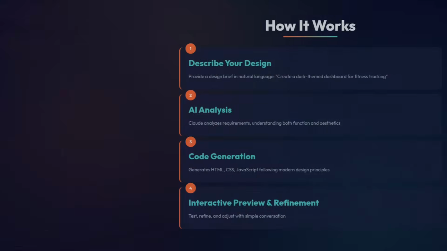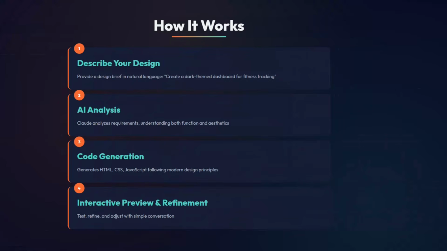Let me break down how Claude Design actually works behind the scenes. Step 1. You provide a design brief in natural language. For example, create a dark-themed dashboard for a fitness app with charts showing workout progress. Step 2. Claude analyzes your request, understanding both the functional requirements and aesthetic preferences. Step 3. It generates the design using HTML, CSS, and JavaScript, following modern design principles like responsive layouts, accessibility, and visual hierarchy. Step 4. You get an interactive preview that you can test and refine. Don't like the color scheme? Just ask Claude to change it. The whole process takes seconds, not hours. That's the power of AI-assisted design.